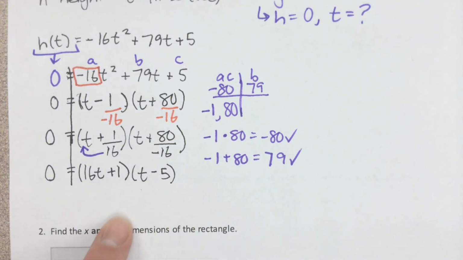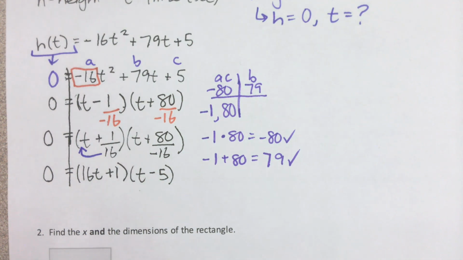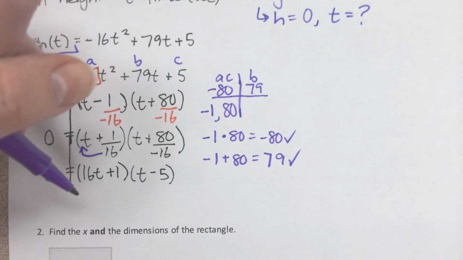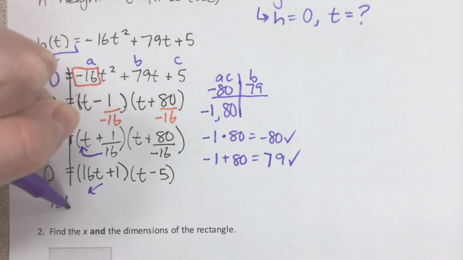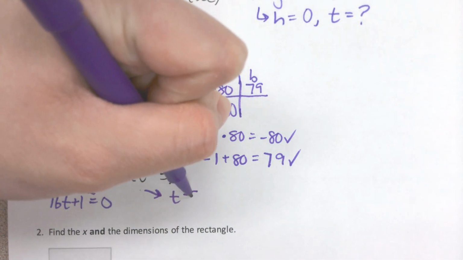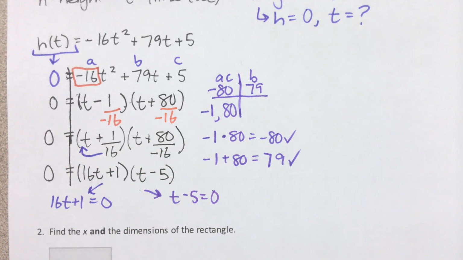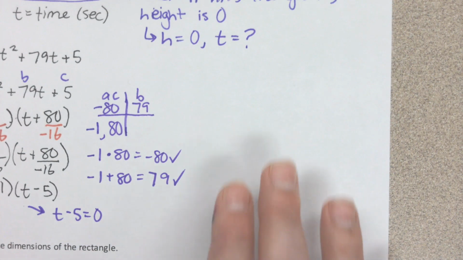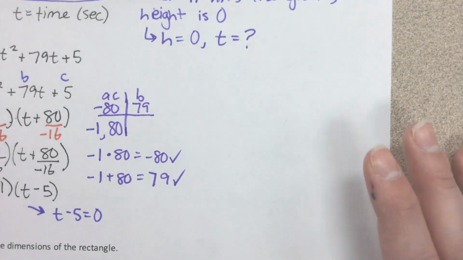So this is how this factors. Now that I've factored this and it's equal to 0, I'm going to split and solve. So we have 16t plus 1 equals 0, and t minus 5 equals 0. Unfortunately, I don't have enough space to show that work underneath, so I'm actually going to rewrite both of those over here and do that work.